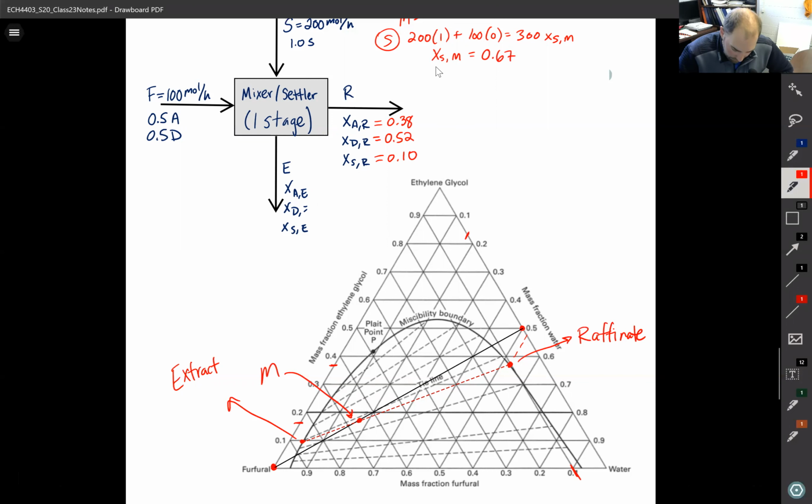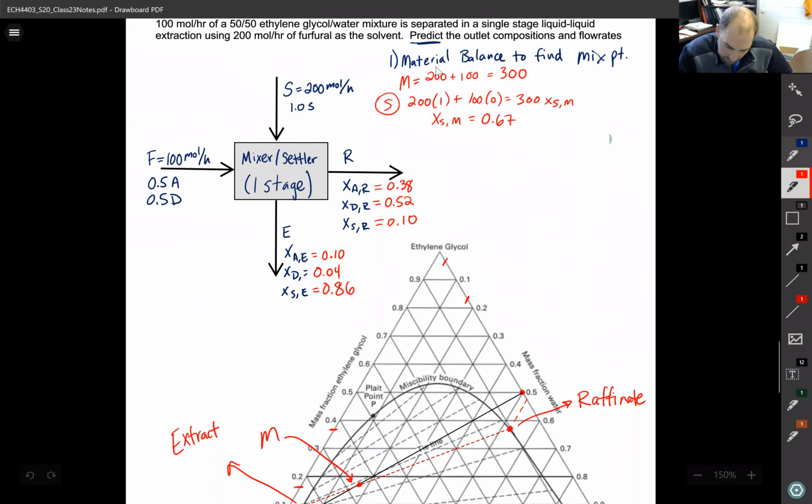The extract compositions are going to be, let's see, the ethylene glycol is about 10%, so 0.10. The solvent, I'm going to call that about 86%, 0.86. And the diluent then must be, by process of elimination, 4%. So quickly double checking, that's about 4% water up there.